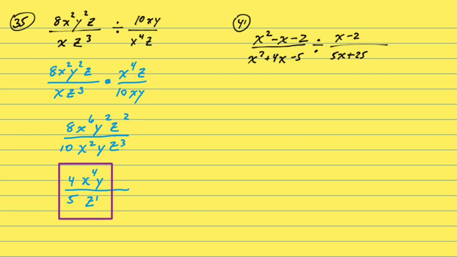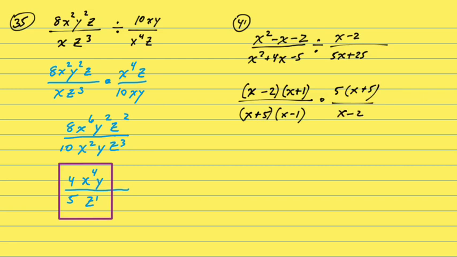41, I'm going to do the same thing. Stay, change, flip, but I'm going to factor it. X minus 2, x plus 1. And on bottom, x plus 5 times x minus 1. Change, flip. I'm going to flip and factor at the same time if you don't mind.